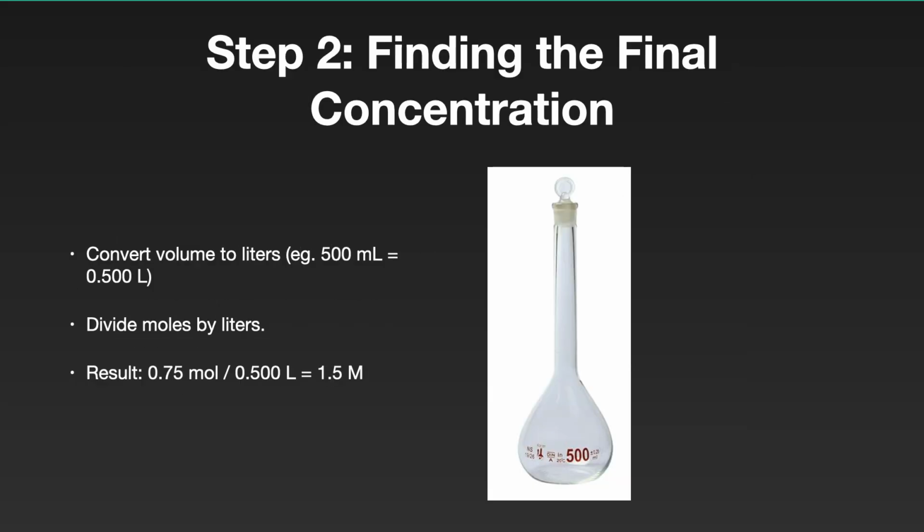Next, we need the volume in liters. If we're using a 500 milliliter flask, that's 0.5 liters. Now we divide our 0.75 moles by 0.5 liters to get the concentration, 1.5 molar. This number is a ratio. It doesn't matter whether you have the whole flask or just a single milliliter. The concentration remains 1.5 molar.